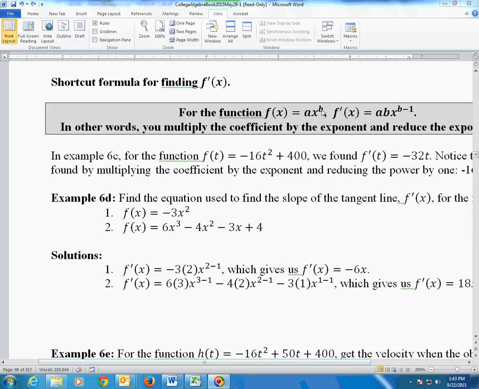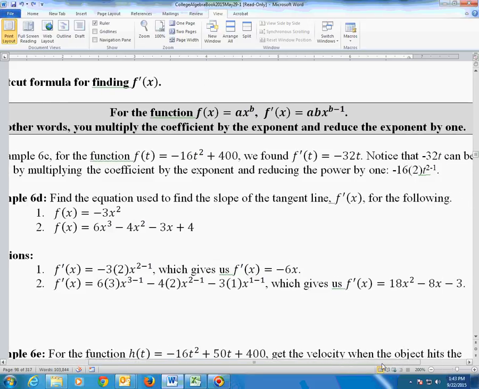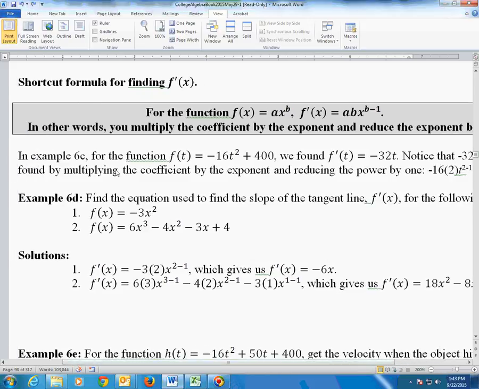In other words, you take that exponent, whatever it is, you multiply it times the coefficient, and you decrease that exponent by 1. Okay, you multiply the coefficient by the exponent and reduce the exponent by 1. So let's do one. In an earlier example, example 6c, this function we had right here, f of t equals negative 16t squared plus 400. What is f prime of t?